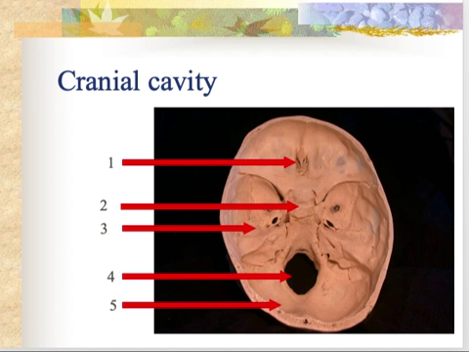And just in front of that you can see two ridges of bone running around, and those ridges of bone separate the middle cranial fossa, that's what number 3 is actually pointing at, from in front the anterior cranial fossa.